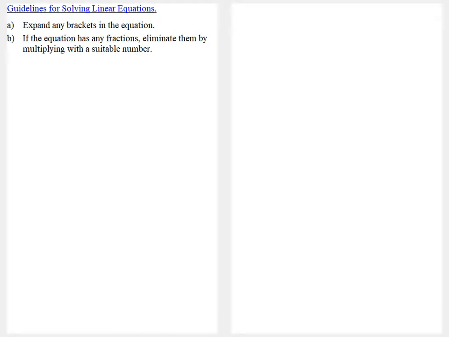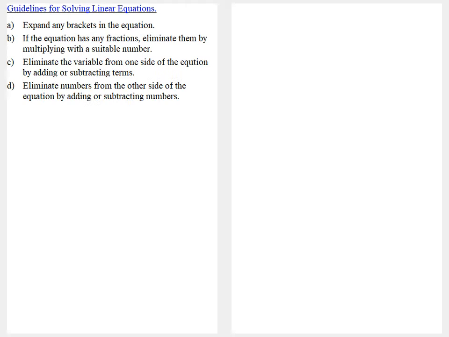So let's review some guidelines for solving linear equations. Now the first thing is, if there are any brackets in the equation, expand the brackets. Secondly, if the equation has any fractions, eliminate them by multiplying by a suitable number. Then, eliminate the variable from one side of the equation by adding or subtracting terms. Eliminate the numbers from the other side of the equation by adding or subtracting numbers. When you have done this, divide to find the value of a single variable.